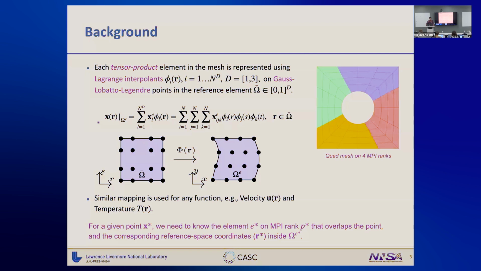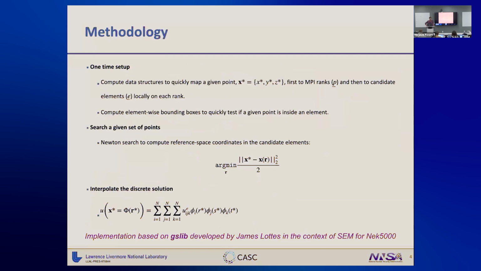Okay. So our methodology to figure this out is as follows. We have a one-time setup. For a given mesh, we construct some maps, and what this map lets us do is you give it a point, and it will tell you a list of MPI ranks that might contain the element overlapping the point. This is a globally partitioned map. And then on each processor, we have a local map which gives you a list of elements that might contain the point.